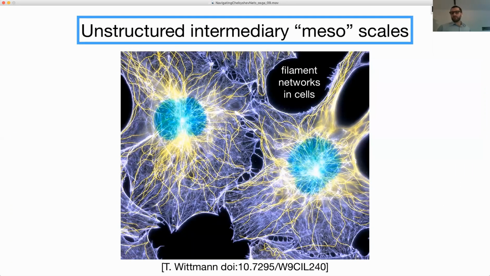Here, for example, we see a picture of two cells, and that cell is actually built of a couple of different types of networks. The network that we see in purple or blue may be thought of as a background medium. And then you also have a network in yellow, which is more obviously discrete. If you want to model these filament networks inside cells, the question is, do you use a discrete model or some sort of smooth model or continuum model?